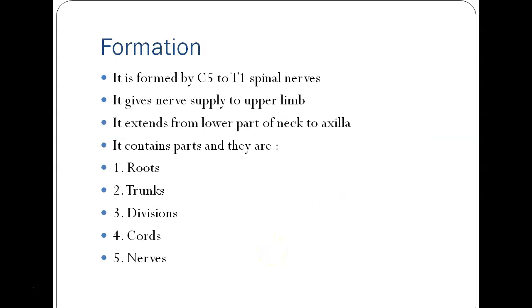Coming to formation, it is formed by spinal roots, that is C5 to T1. This brachial plexus gives nerve supply to upper limb. It extends from lower part of neck into axilla. It contains 5 parts, and they are roots, trunks, divisions, cords, and nerves.